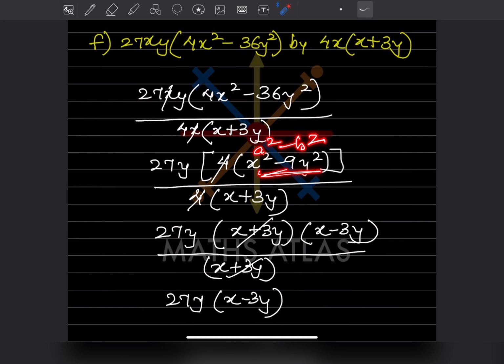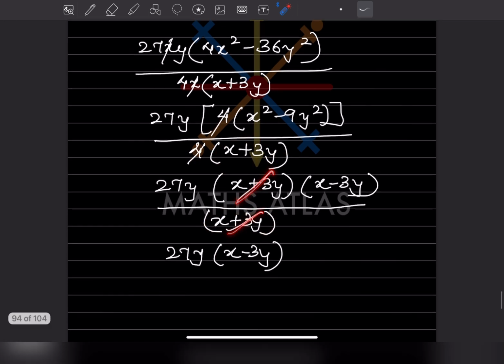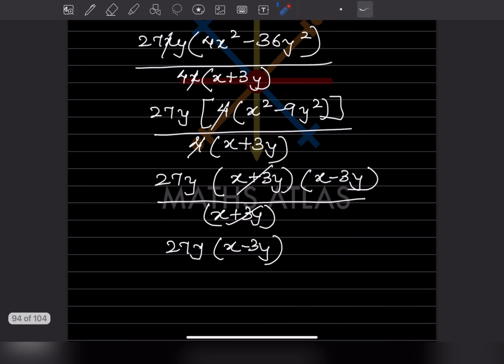Now see here, this is again in the form of a square minus b square. So this will be x square minus 3y square, so this is a and this is b. So this is a plus b and a minus b, because a square minus b square is a plus b and a minus b. And in the denominator, 4 and 4 get cancelled. So this and this get cancelled. So here 27y, and this will be x minus 3y.